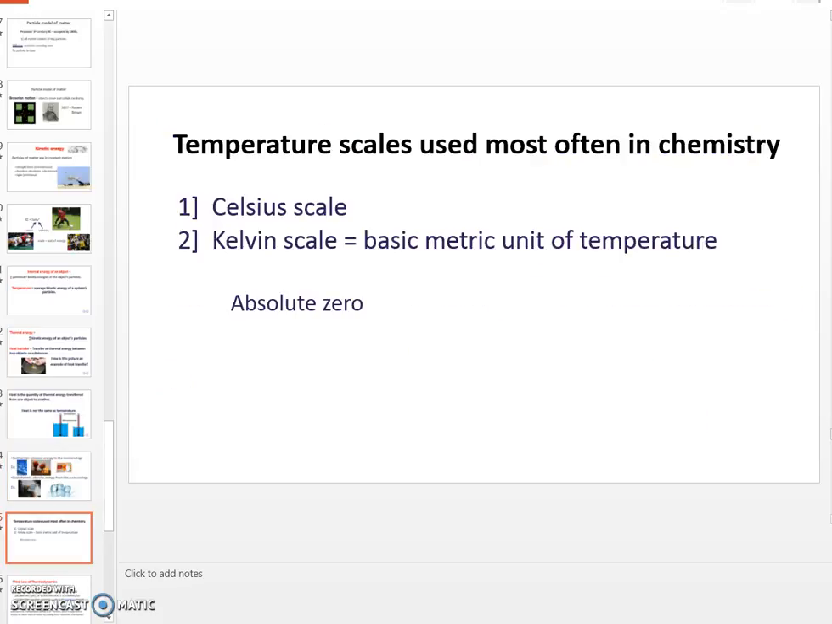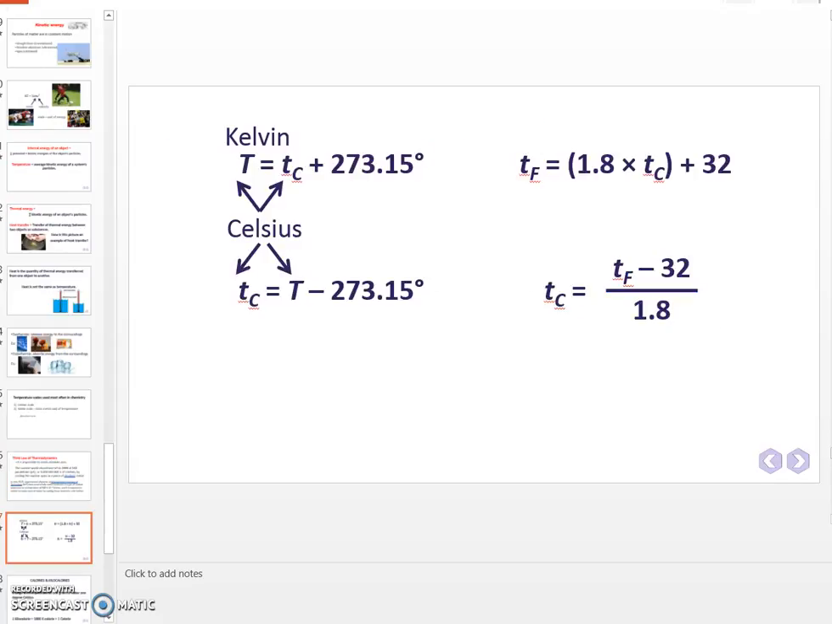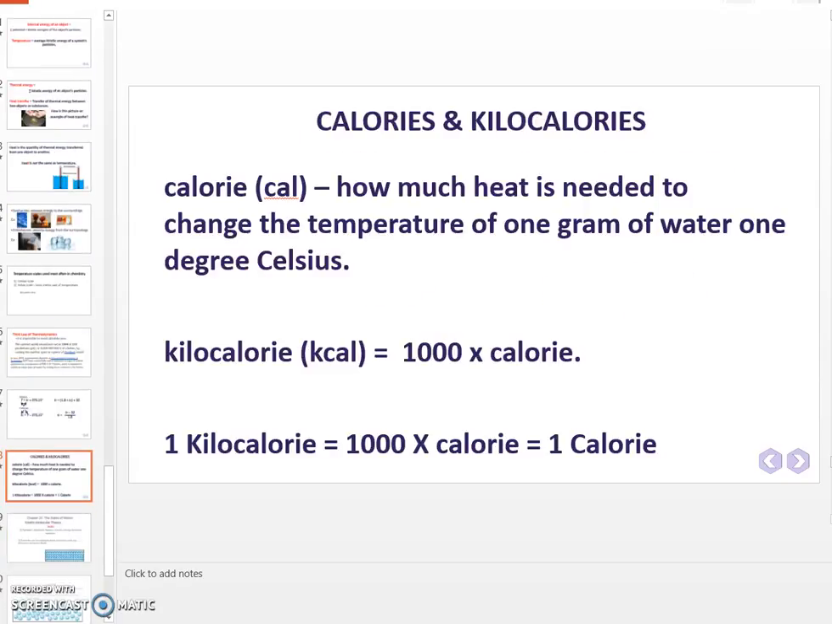Okay, so the temperature scales we use in chemistry are the Celsius and the Kelvin. There is an absolute zero. At this point right now, it's impossible to reach absolute zero. We're getting close. And then that's the formula for Kelvin. Don't worry about the formula for Fahrenheit. That's off to the right-hand side.